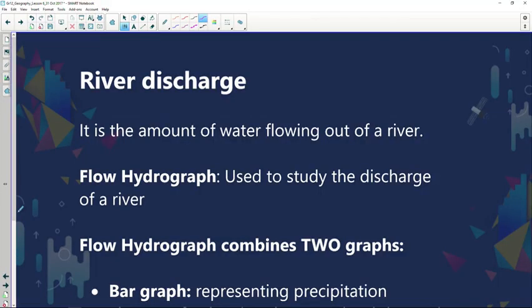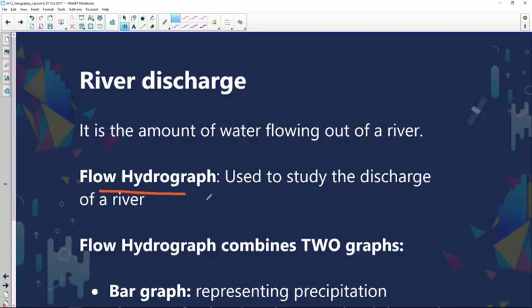Now, river discharge is the amount of water that flows out of the river. The discharge is how much of the water goes out of the river. And we use a special graph to be able to see how fast this water is moving and the amount of water that is moving through this river.